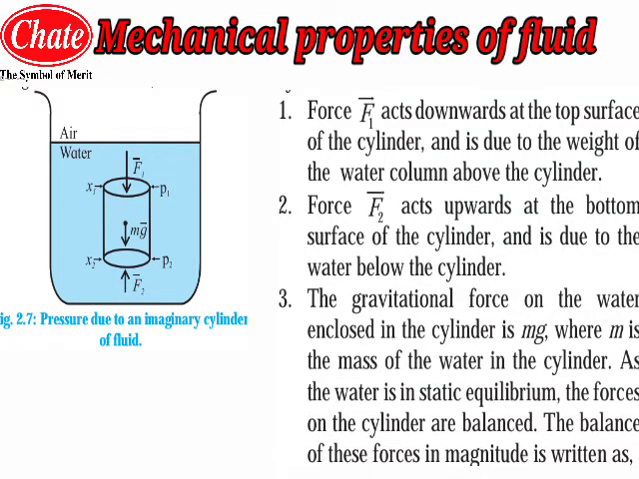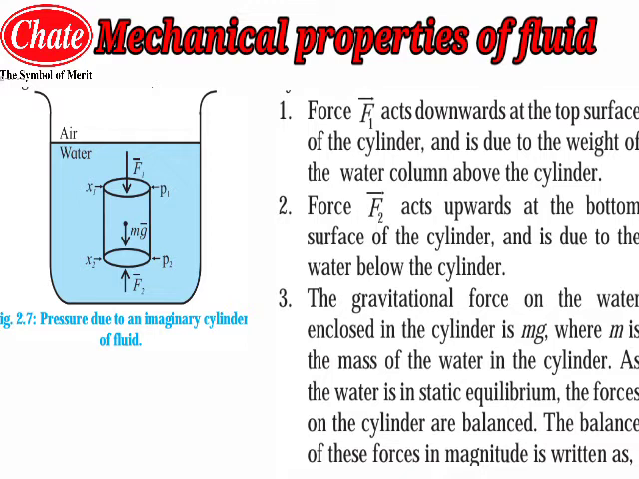The first one is the force F1 bar, which acts downward at the top surface of the cylinder, due to the weight of the water column above the cylinder. Students, as you can see in the diagram, F1 bar lies over the top surface of the cylinder, and it is created by the water which is over the top of the imaginary cylinder.